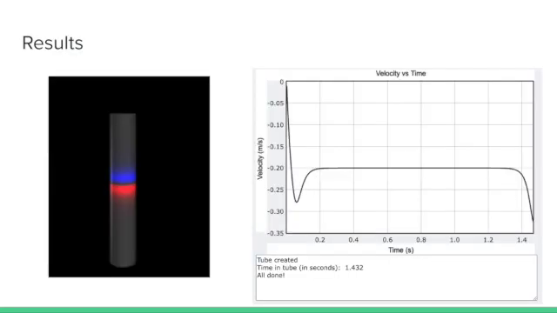And these are the results of the computational model. On the left, you can see the diagram of the model with the magnet falling through, with the red and the blue color. And on the right, you can see the velocity versus time graph, and then the total time it takes for it to travel in the tube in seconds. And as you can see, in the beginning, the magnet speeds up and then immediately slows down and then remains at a constant speed. The magnet stays at a constant speed for about 1 second before exiting the tube.